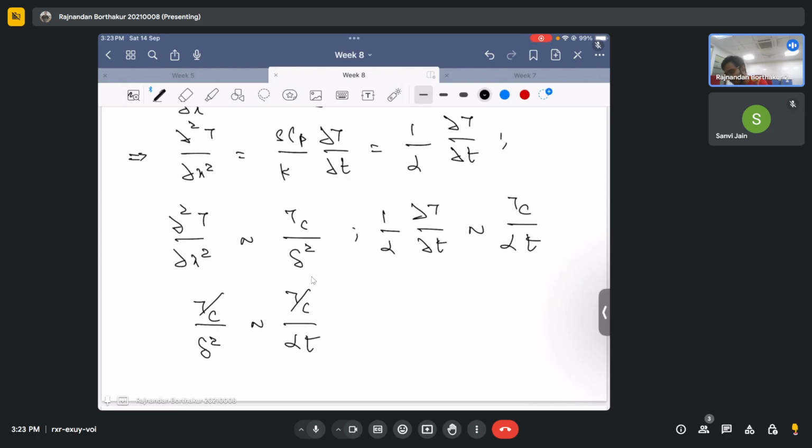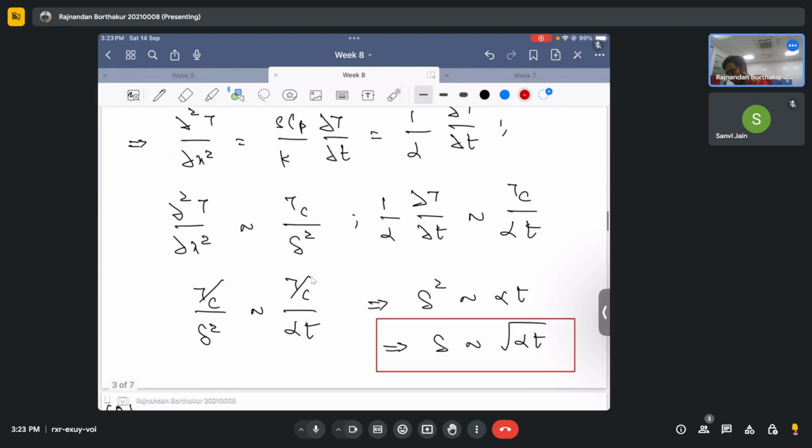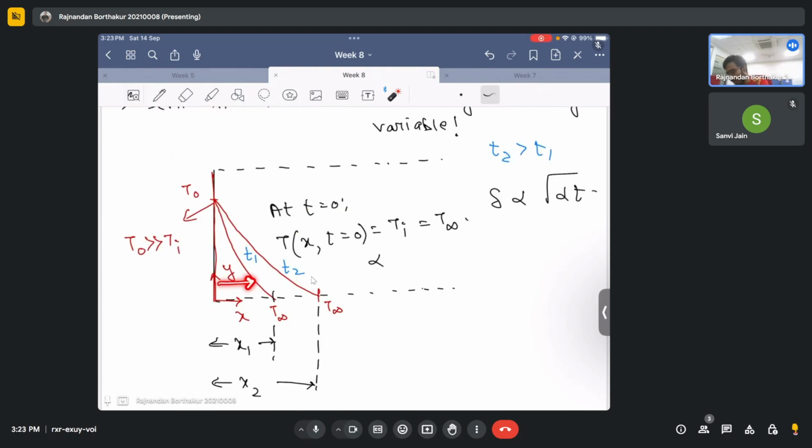So Tc and Tc get cancelled, and then you can show that delta square is of the same order of alpha t, or you can say that delta is of the same order of square root of alpha t. This is something I have already said to you some time ago. What this means is that the distance of propagation of this conduction wavefront is not just an arbitrary value, but is related to the time up to which you are exposing the semi-infinite body to the disturbance.